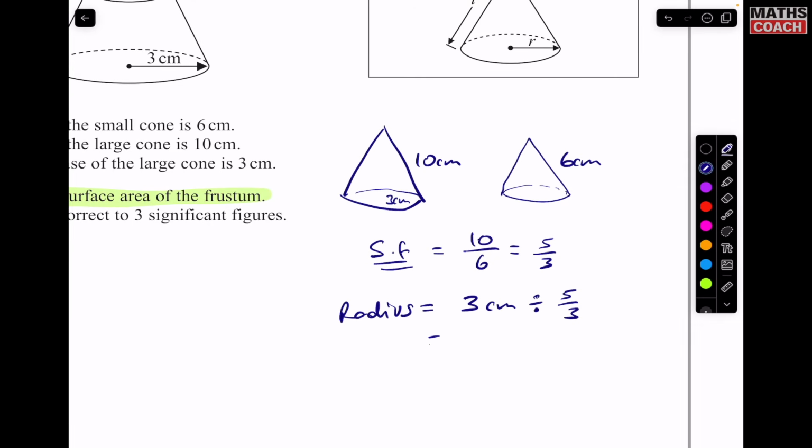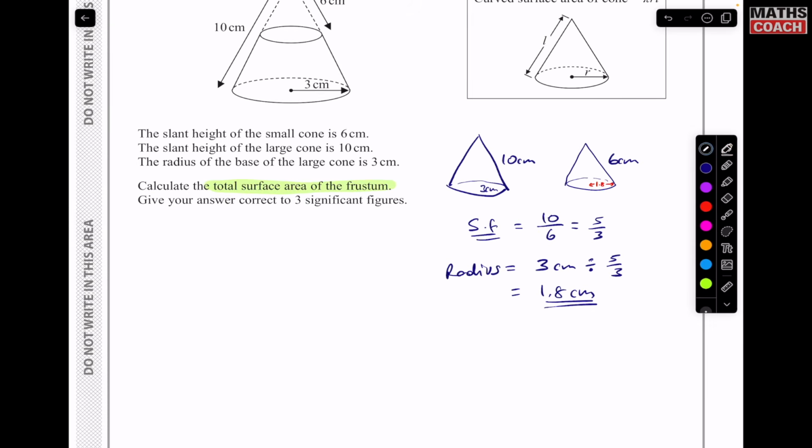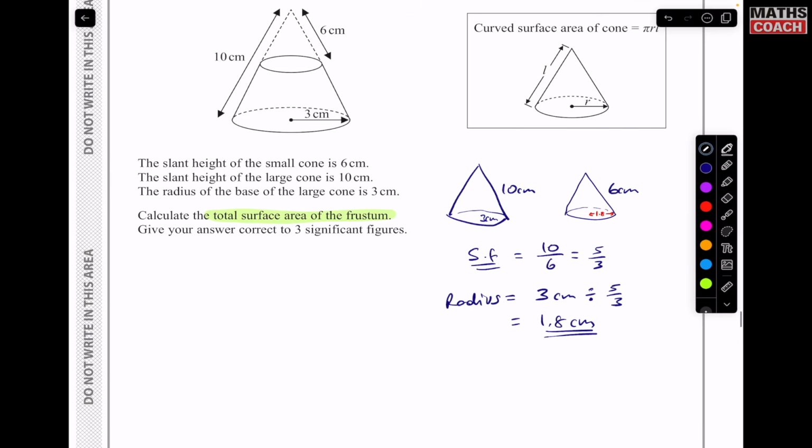So 3 divided by 5 over 3 gives us 1.8 centimeters. Be very careful if you are going to put this into your calculator. Make sure you use the fraction button for that. So 1.8 centimeters is the radius of our smaller cone. So we can put it here, right there. Now we can go and find the surface areas of our large cone and the small cone.